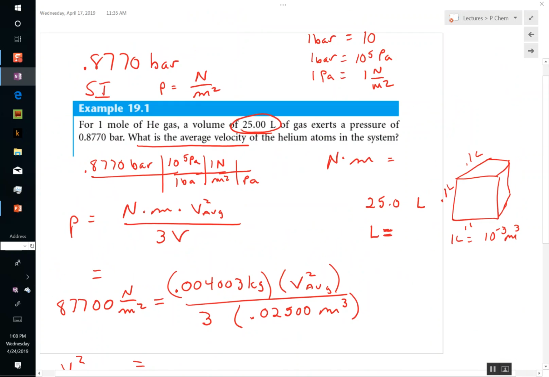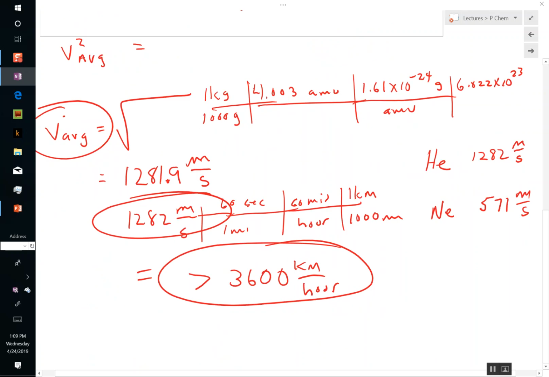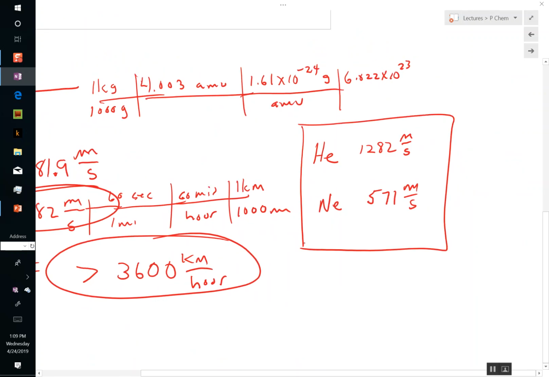So what are these conditions? We have this volume, 25 liters. We have that pressure, 0.8770 bars. We're not given the temperature. Temperature isn't in this equation, but it's at a certain temperature. As a matter of fact, the next example is going to have us calculate what the temperature is. But I want you to just rationalize for a second those speeds. The helium is moving a lot faster than the neon under these same conditions, same pressure and volume.